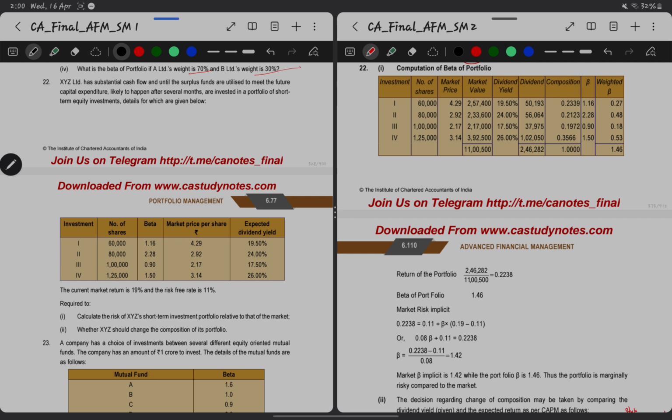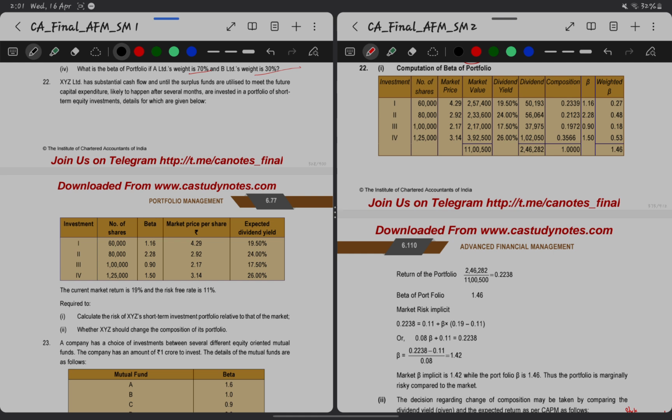Now they are asking us to calculate the risk of the XYZ short-term investment portfolio relative to that of the market. So they are asking for the risk of the short-term portfolio. The risk of the portfolio relative to that of the market is nothing but the sensitivity of the portfolio towards the market's return.